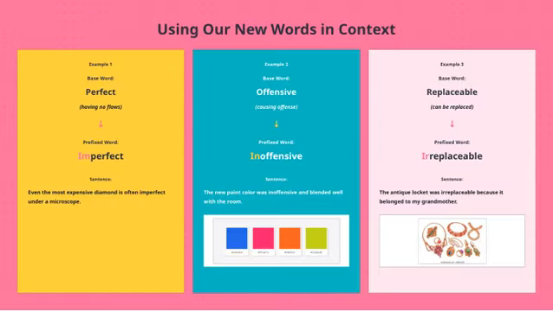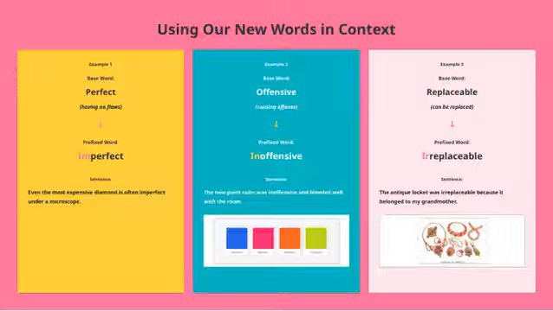First, we have the base word perfect, which means having no flaws. When we add the prefix im, it becomes imperfect, meaning something that isn't flawless. For example, I might say, even the most expensive diamond is often imperfect under a microscope. This helps us see how the word changes when we add a prefix and how it's used in a sentence.